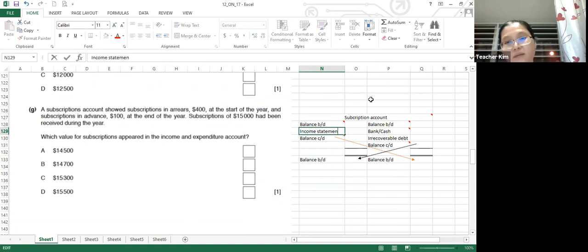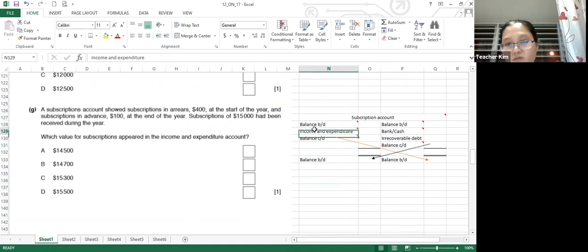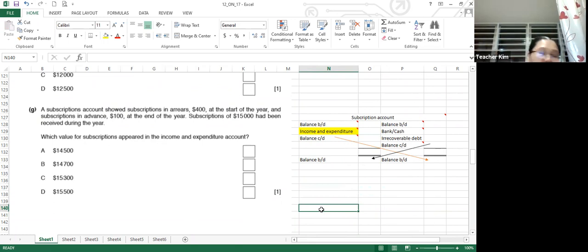Sorry, this is not income statement, my mistake. Income and expenditure. So they want, for this question, they ask you to find income statement, income and expenditure amount. Can you calculate, please? Put in the value in the debit or credit and then find your income and expenditure. What's the answer you get?